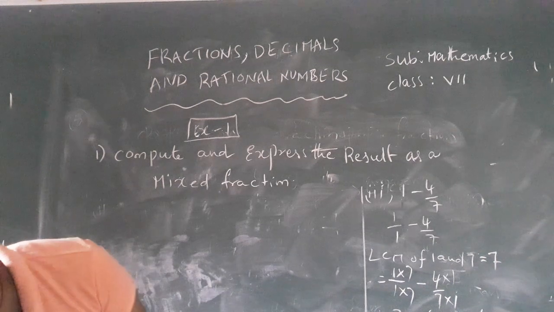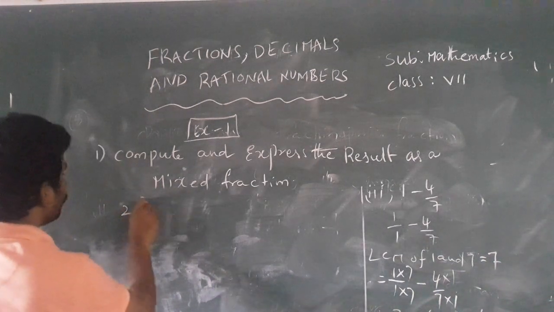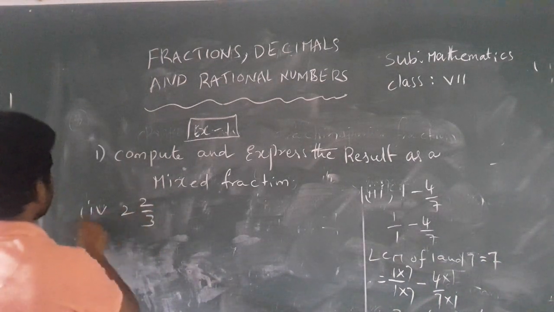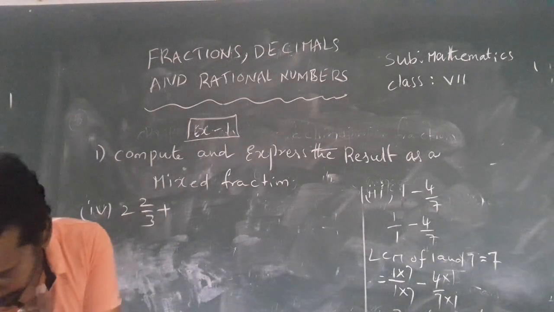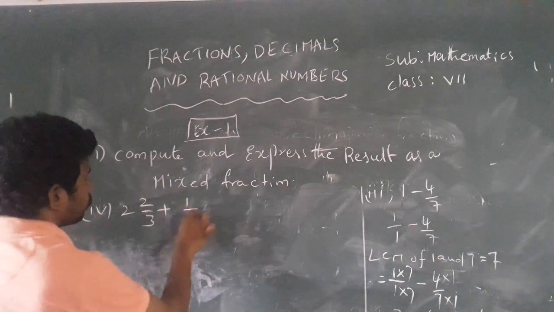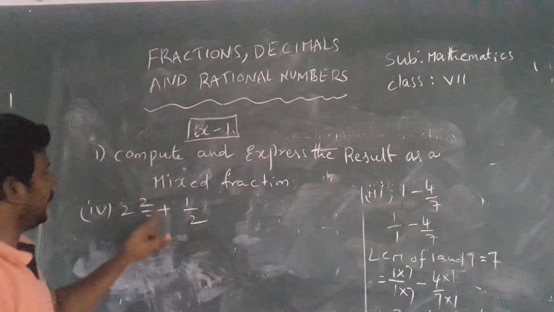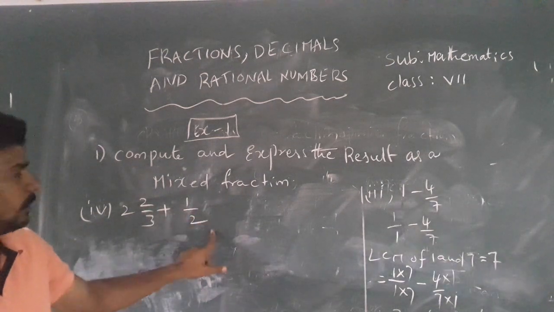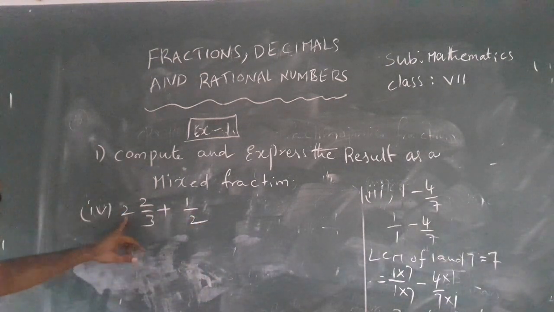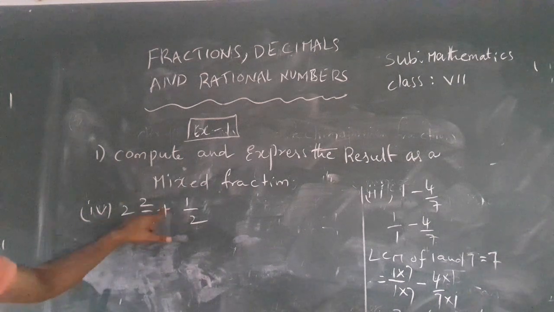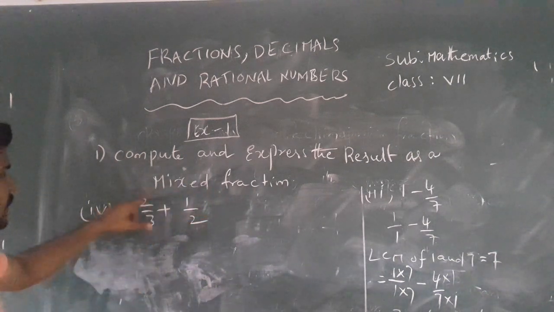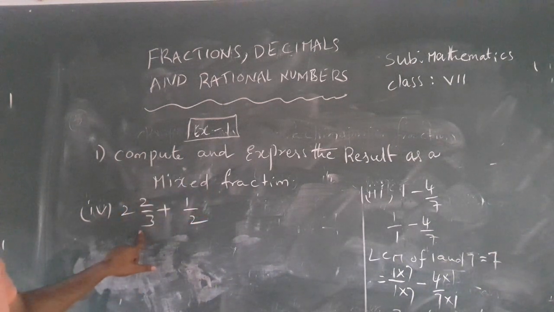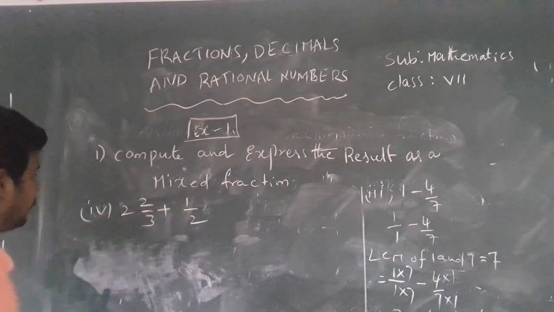Now fourth problem, 2 by 3 plus 1 by 2. Observe here, children, 2 by 3. This fraction is a mixed fraction. This mixed fraction you should convert into an improper fraction.